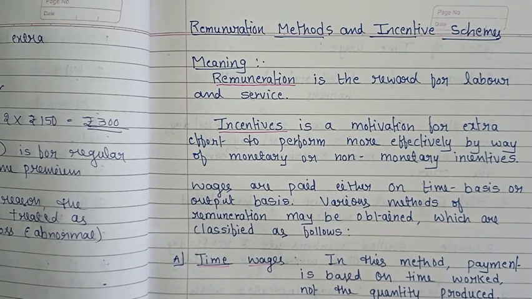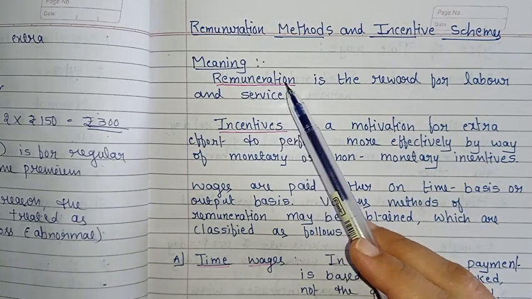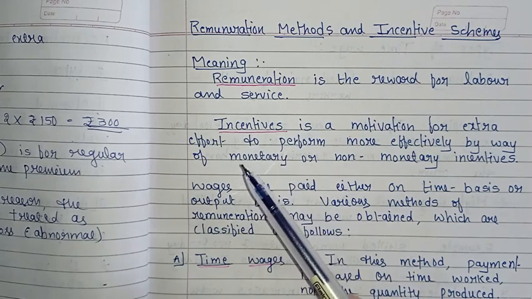So in this video, we will understand remuneration methods and incentive schemes in labor costing or employee costing. These remuneration methods and incentive schemes are the two key concepts used to determine how employees are paid for their work. Clear? So let's begin. First, we have to check the meaning of remuneration and incentives.